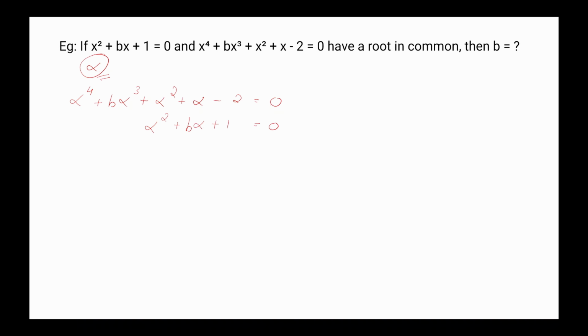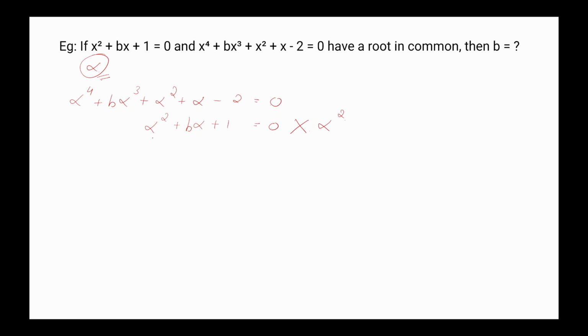I can see that alpha to the power 4 and alpha cube are the problems here. So I need to remove them. How am I going to remove them? My second equation, which is a quadratic equation, I'm going to multiply by alpha to the power 2. On one side I have 0, so it is not going to matter. On the other side, if I multiply by alpha square, I would get some values related to alpha, and then I can cancel them out and find my values. So I am multiplying this equation by alpha square.